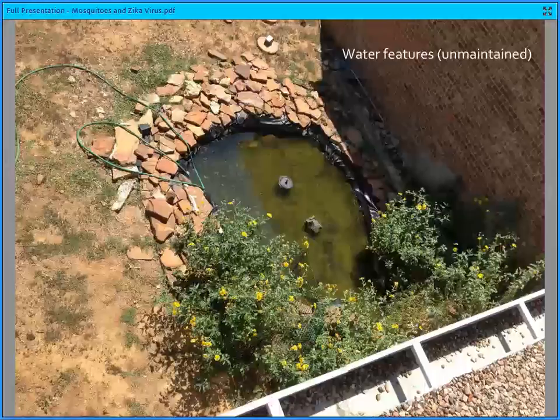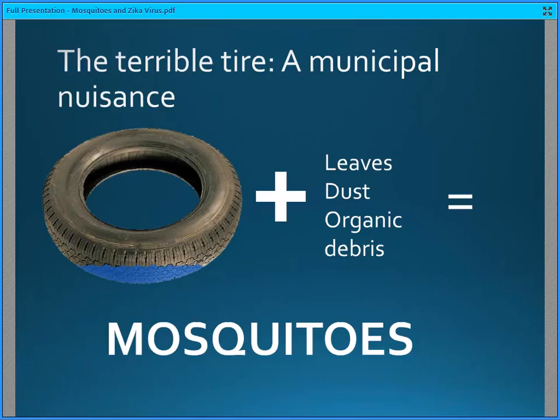Another view from the roof of that school, the school water feature, which is, guess what, forgotten after a period of time, a year or two, and the enthusiasm for maintaining it goes away, and the fish die, and you've got a great mosquito breeding site there. So lots of places on the school campus itself can generate mosquitoes.